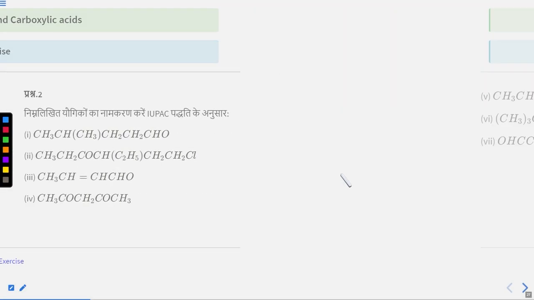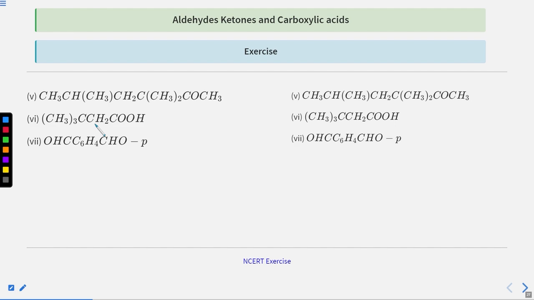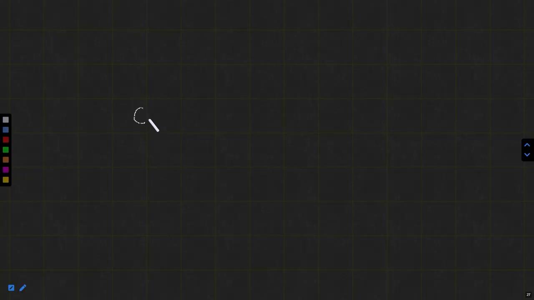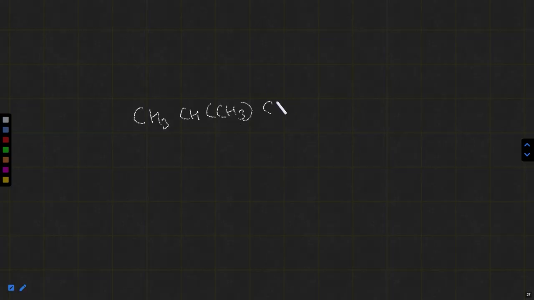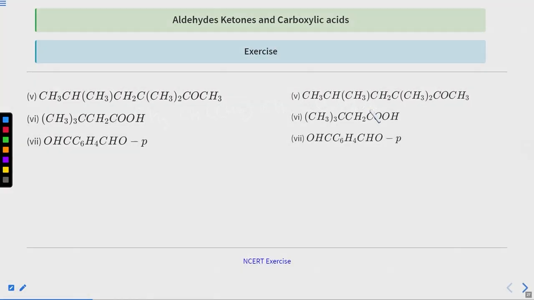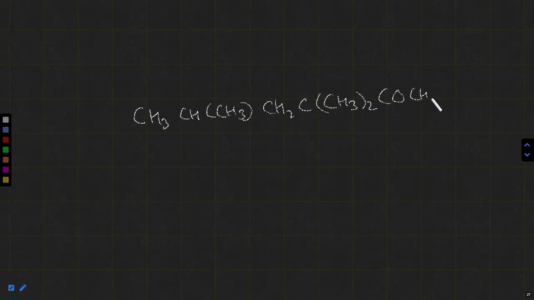Okay, next question. Next question is CH3, CH, CH3, CH2C, CH3 whole twice, COCH3. If we just expand this, we have CH3 here, this CH3 here, CH2 here, 2 CH3s here, and one more CO, and then CH3. So this is the complete structure.